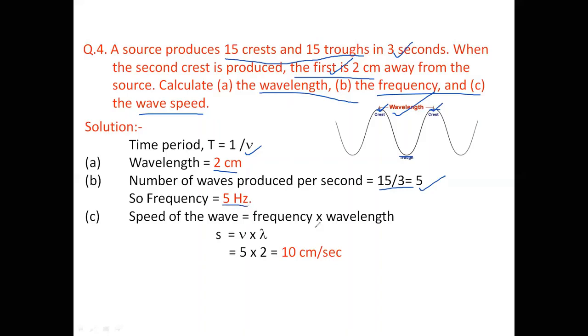Now the speed of wave is equal to frequency into wavelength. Do you know this formula? Speed is equal to frequency into wavelength, denoted by nu and lambda. So frequency is 5 hertz and lambda, the wavelength, is 2 centimeter. So the speed of wave is 10 centimeter per second.